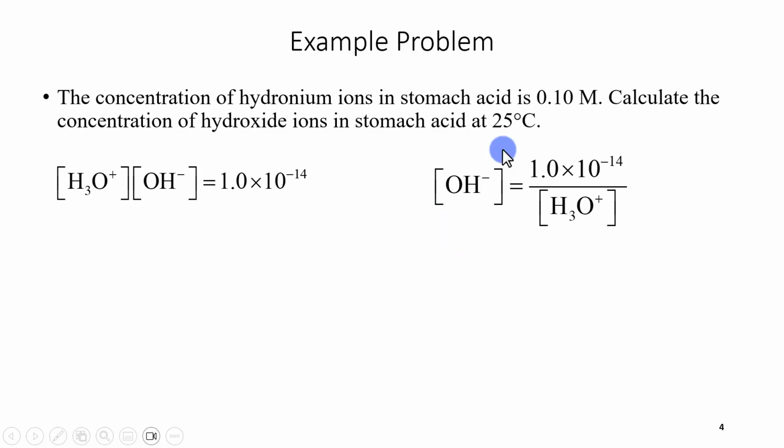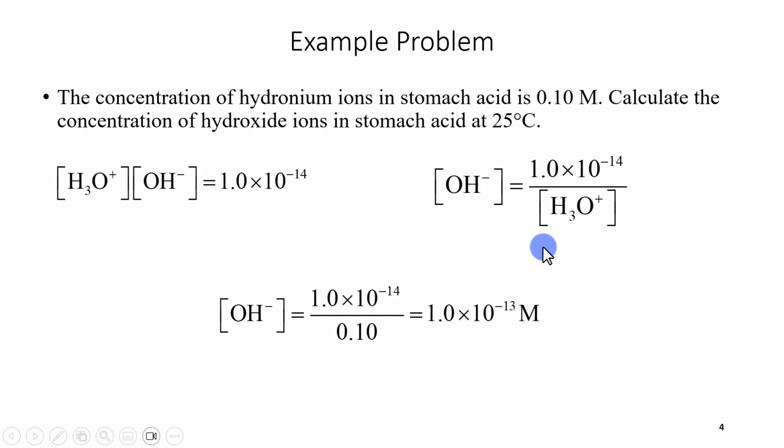And now, to solve that, I know the constant and I know the molar concentration of my acid, so I can plug it in. 1 times 10 to the minus 14 divided by 0.1 gives me 1 times 10 to the minus 13th molar, and that is the concentration of OH minus. Note that this is a very large amount compared to this. Very, very small amount of OH minus in stomach acid.